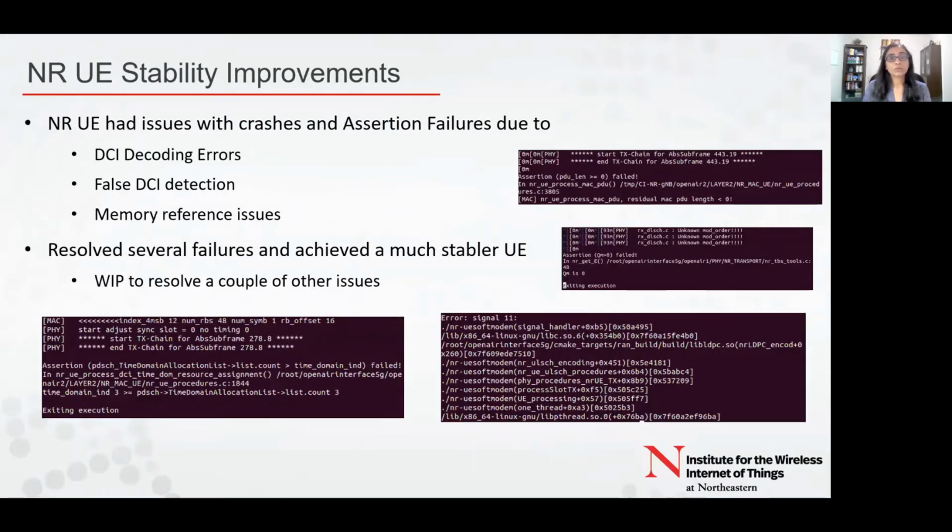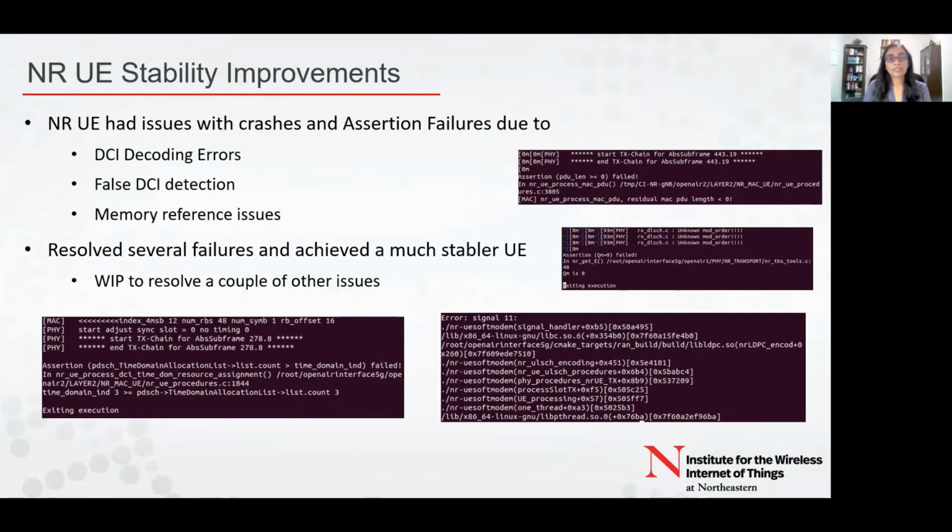In addition to the feature enhancements, we also made contributions towards improving the stability of NR-UE. When we first started testing OAI on our testbeds, we encountered several failures at the UE. These were due to various reasons, including DCI decode errors, where the DCI was not decoded properly, or sometimes a false DCI would be detected. There were a couple of errors due to memory reference issues. We worked on resolving these issues and are right now looking into a couple of others.